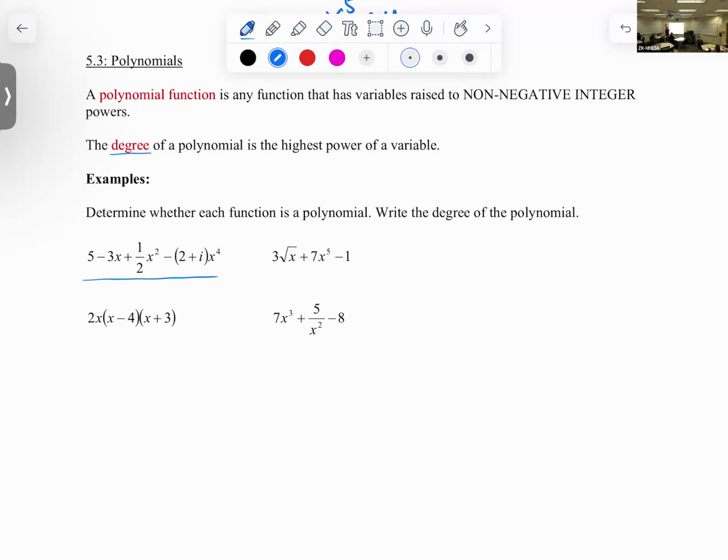So this is absolutely fine. I see non-negative exponent powers of the variable. That makes this a polynomial. What is the highest power? 4. And that's the degree.